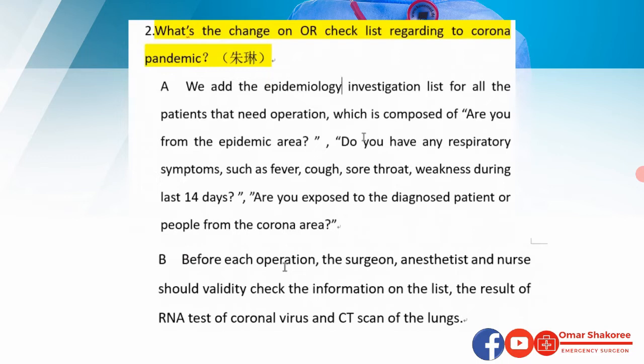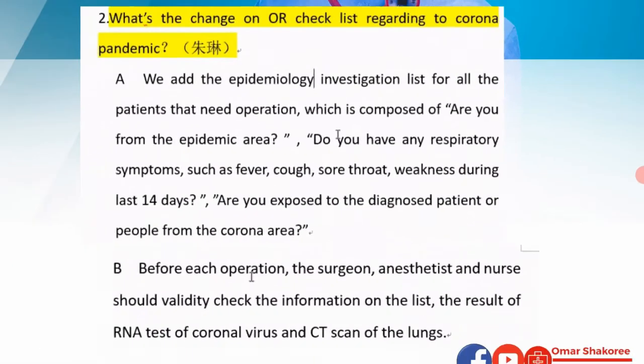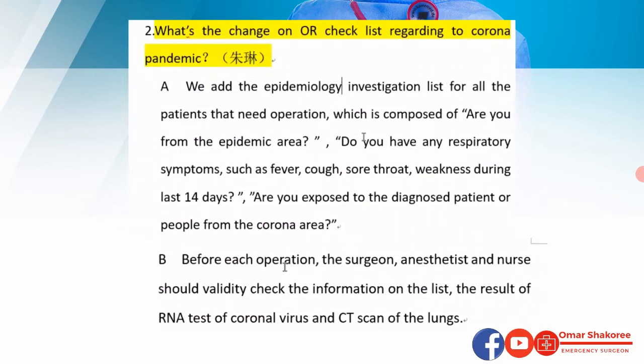Now, we also go into more detail about operations. So we asked them, what is the change in the operating room checklist regarding the corona pandemic? They added an epidemiological investigation list for all the patients that need operation, composed of questions like: are you from an epidemic area? Do you have any respiratory symptoms such as fever, cough, sore throat, weakness during the last 14 days? Have you been exposed to a diagnosed patient or people from the corona area?